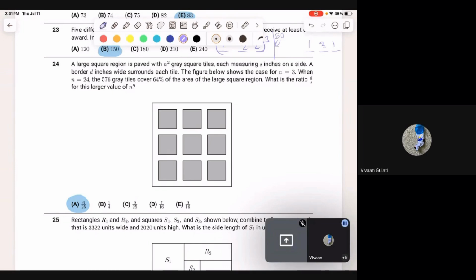Then I take the reciprocal. So then you have 24s plus 25d over 24s, and then equals 5 over 4. So then, oh, my bad.